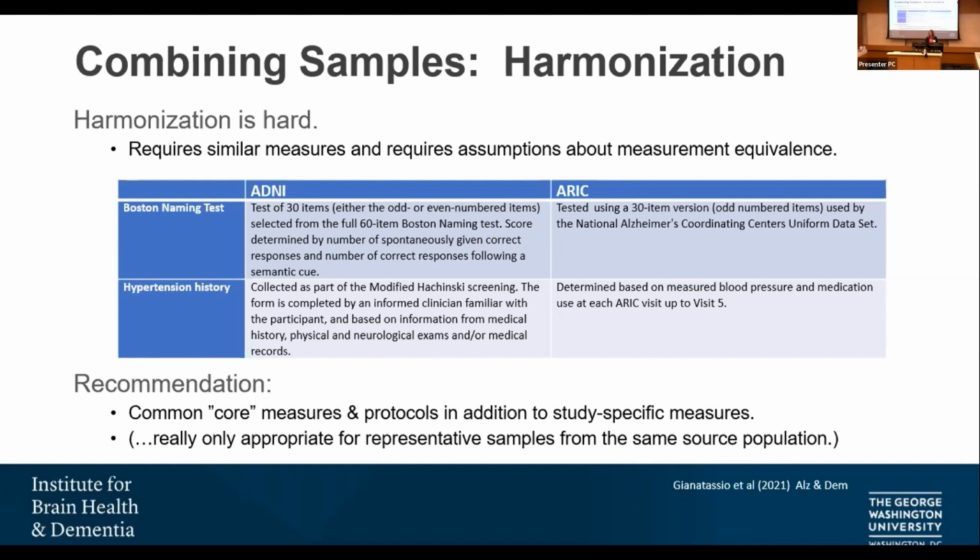And also I want to note that harmonizing is really only appropriate for representative samples from the same source population. How we define that can be pretty broad, but let's at least start from a place where we think that these are all members of an underlying population that we can define.